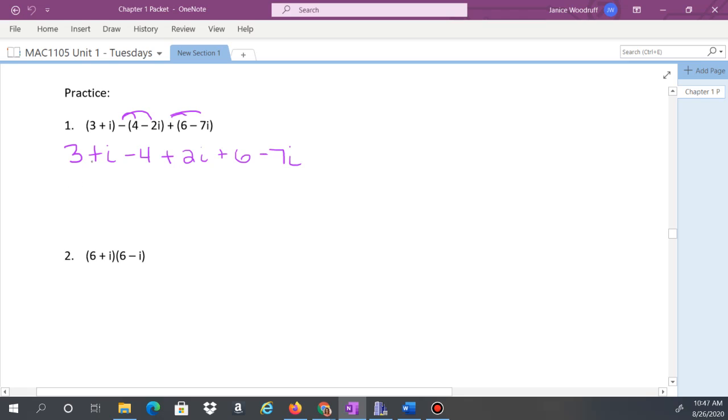And then let's combine our like terms. So my numbers, I've got a 3, negative 4, positive 6. So 3 minus 4 is negative 1, plus 6 is 5, positive 5. And then I have i plus 2i minus 7i. So that's 1 plus 2 minus 7. So that'll give us 3 minus 7, negative 4i. And that's it.